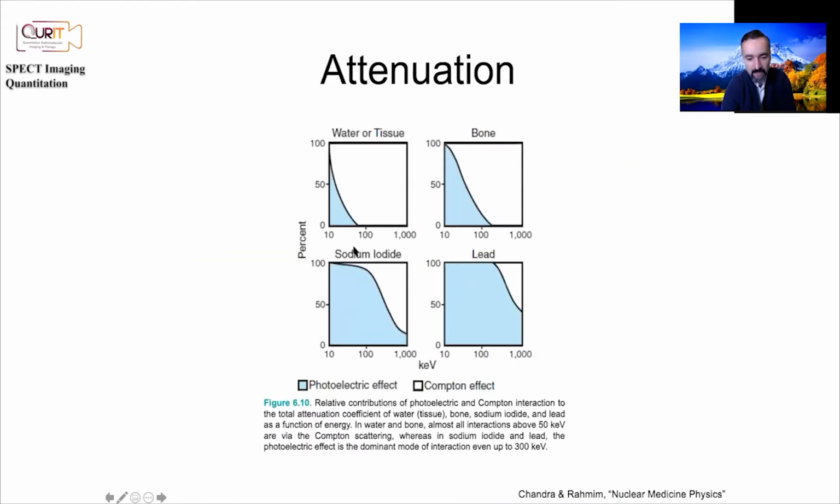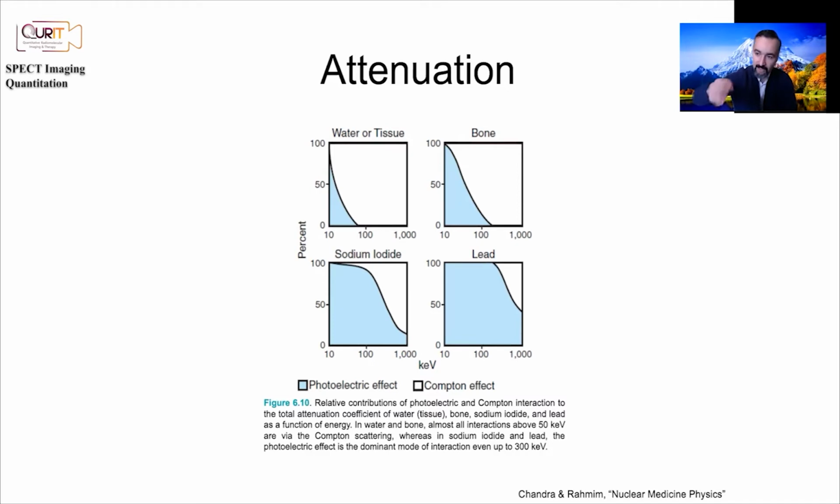Back to here. Within the body, you don't have to worry about lead and sodium iodide, but within the body, let's say look at water or bone. At around 100 keV, or let's say 140 keV, in bone, you could have some contribution from the photoelectric effect, but primarily it becomes more and more Compton. At 511 keV, which is what we have in PET, you don't even have any photoelectric contribution anymore. It's all Compton scattering.